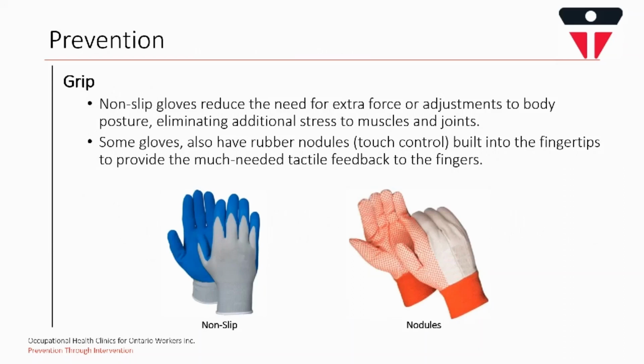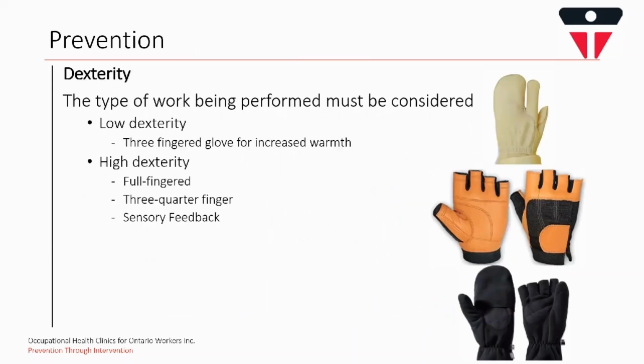With respect to dexterity, the type of work being performed must be considered. For a low dexterity job, a 3-finger glove is often useful for increasing warmth, whereas a high dexterity job may require a full-fingered, 3/4 finger, or a glove with the sensory feedback with those rubber nodules I mentioned.